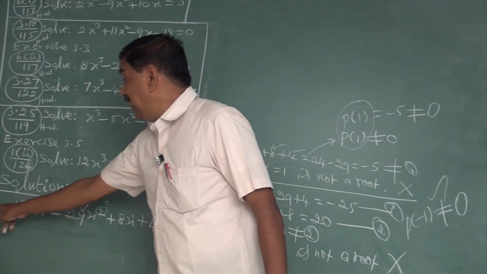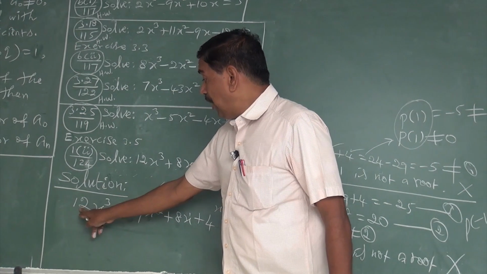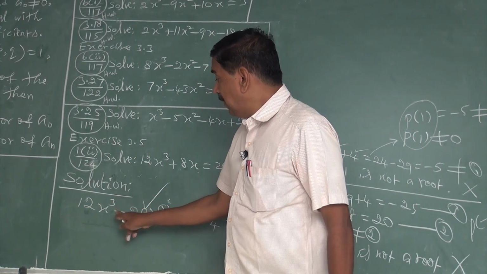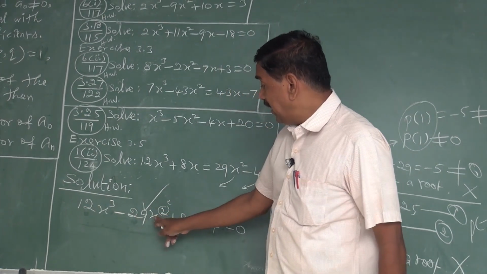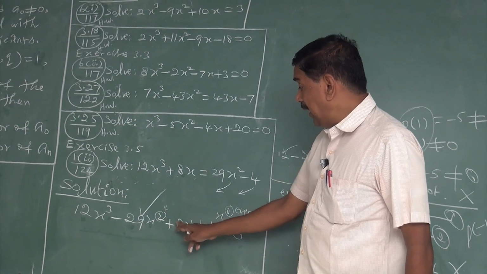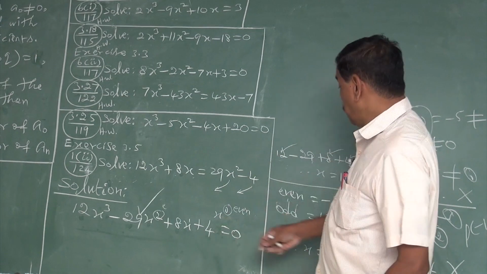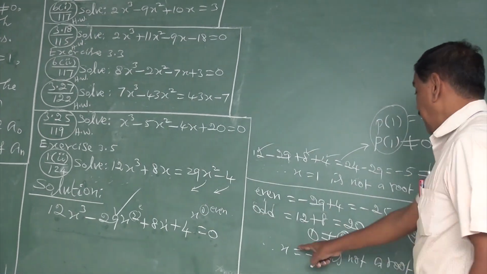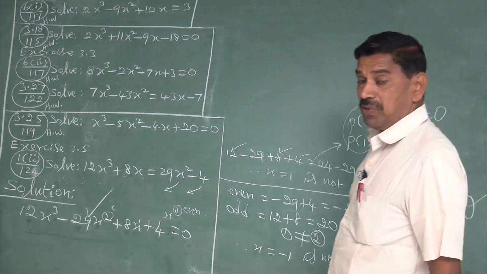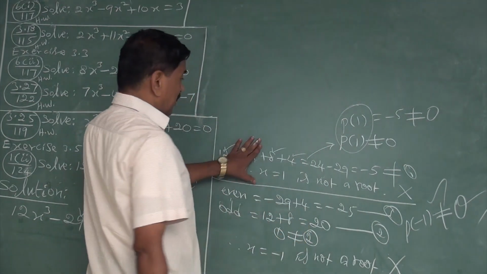Listen, P of minus 1 is equal to 12 of minus 1 the whole cube minus 29 into minus 1 the whole square plus 8 into minus 1 plus 4. Then after simplifying, definitely you are going to get not equal to 0. Therefore x equal to minus 1 is not a root. Okay. Listen, step 1 failure.